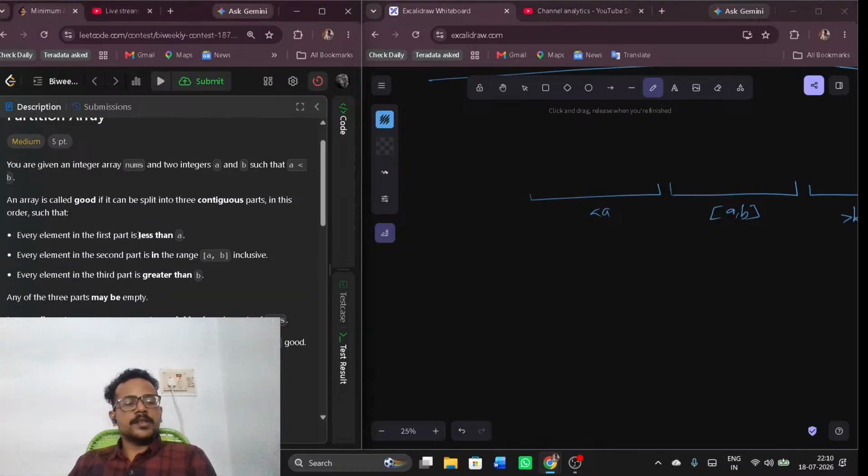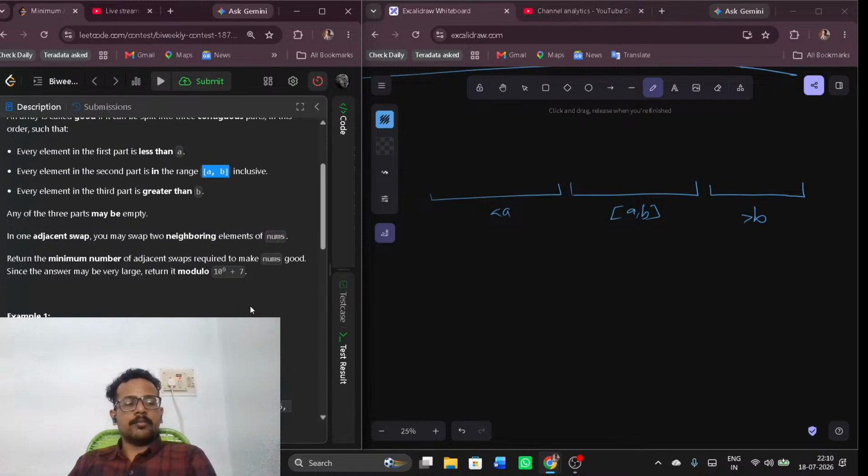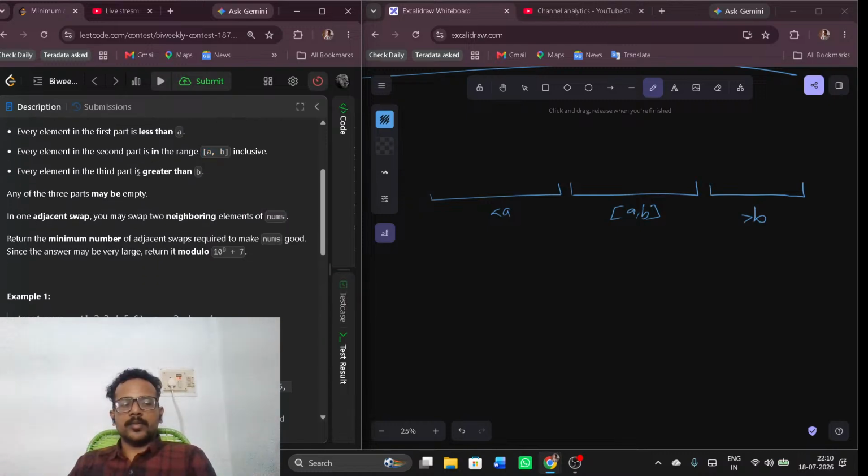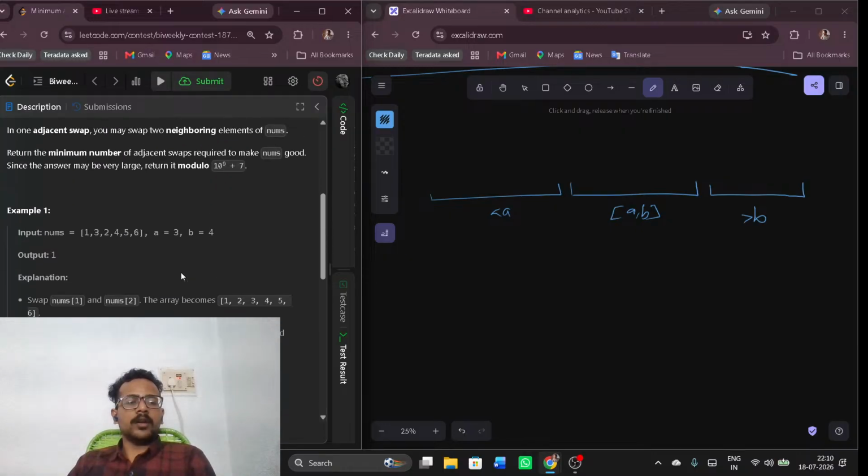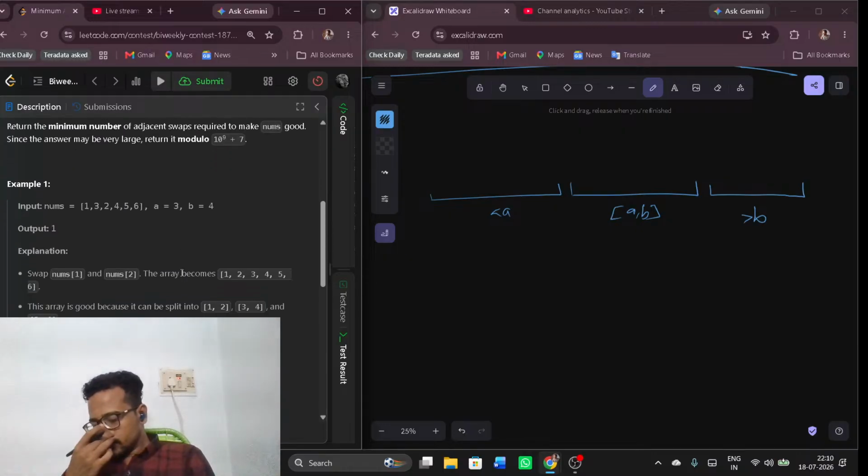So everything which is less than A should be on left, in the range should be in the middle, and greater than B should be the third part. Any of three parts may be empty. In one adjacent swap, you swap two neighboring elements of nums. Return the minimum number of adjacent swaps required to make nums good.